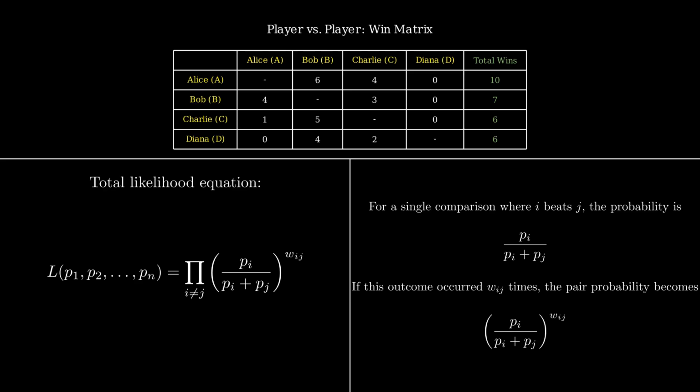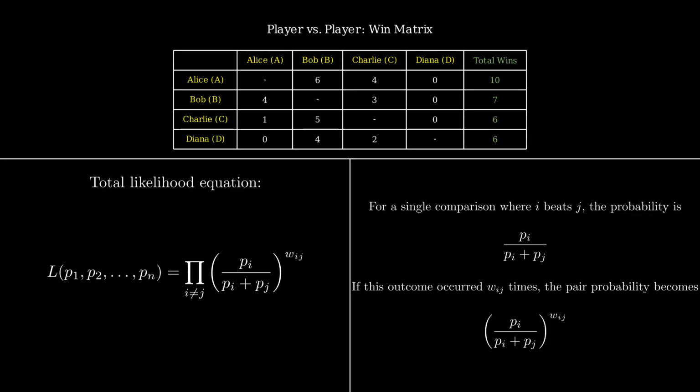So Alice cannot play against herself. We go Alice versus Bob, and Alice beats Bob 6 times. Alice plays against Charlie, beats Charlie 4 times. And here we have the total wins. Now for a single comparison where i beats j, the probability is that, which we've discussed already. If the outcome occurs w_ij times, the pair probability becomes raised to that power.